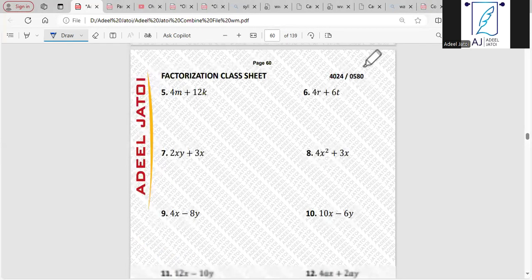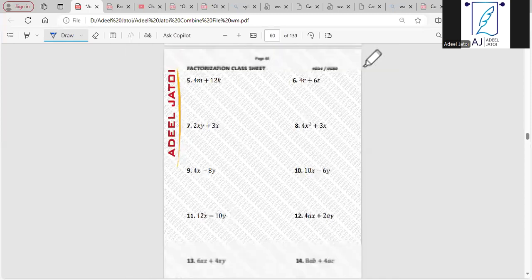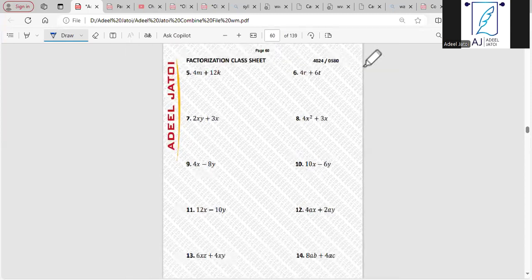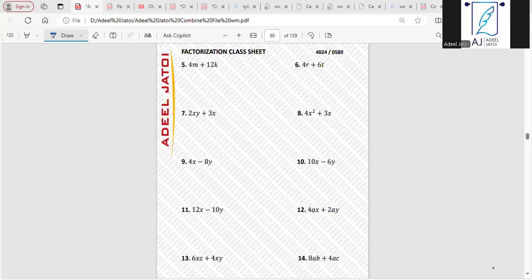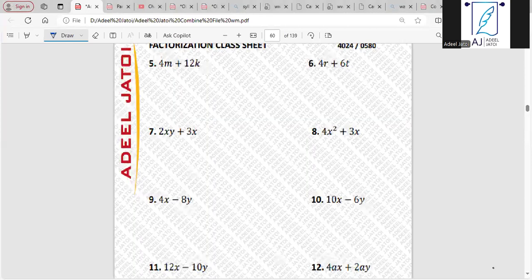So here are 5, 6, 7, 8, 9, 10, 11, and 12. Attempt all these parts. Okay, part 5. Let's just work out individually with this so that we can move further.